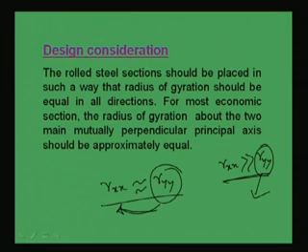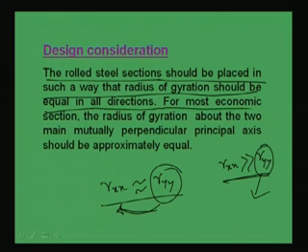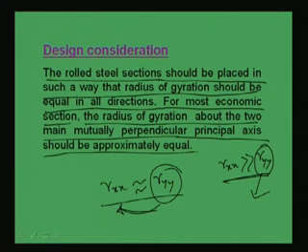That is what I have written here also, that the rolled steel sections should be placed in such a way that the radius of gyration should be equal in all directions. For the most economic section, the radius of gyration about the two main mutually perpendicular principal axes should be approximately equal. Sometimes it may not be possible to make them exactly equal, but we should try to be as close as possible. So the radius of gyration in the principal directions should be approximately equal.